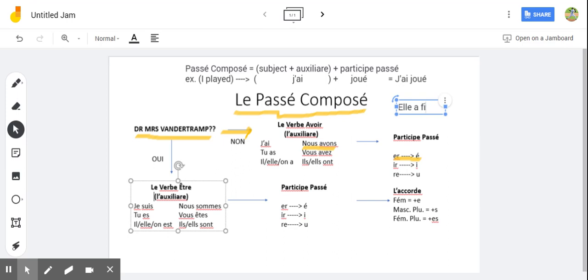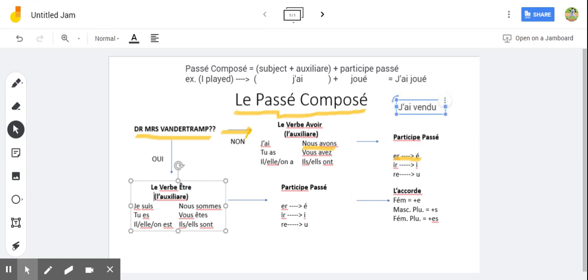Same thing as if, let's say, I sold something. Okay, so now if I sold something, the subject is je. So it's going to be j'ai, and to sell something is the verb vendre. Okay, and now I need to put that in the participe passé, and RE becomes U. J'ai vendu une télévision. I sold an old television.